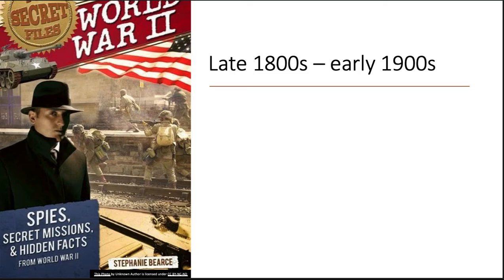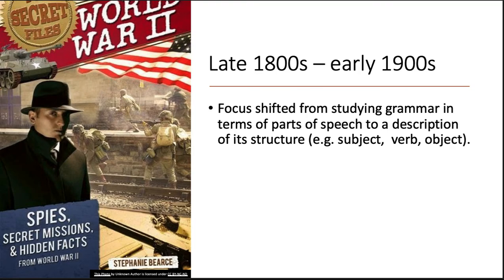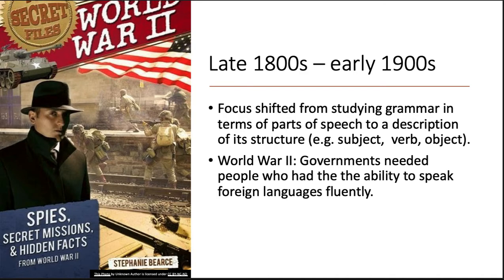Then, World War II happened. All of a sudden, governments recognized that having citizens who spoke the languages of their enemies gave them a huge tactical advantage. Intelligence services began not only actively recruiting polyglots, that is, people who speak more than one language, they also began studying how languages can be taught and learned more effectively.